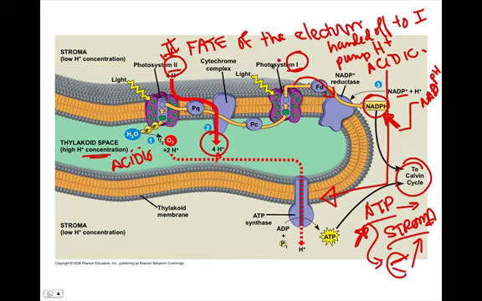Okay, so the fate of the electrons are different. The one electron from photosystem 2 heads to photosystem 1. The electron from photosystem 1 actually heads to NADP+. NADP+ gets reduced to NADPH. So a different fate of the electron.